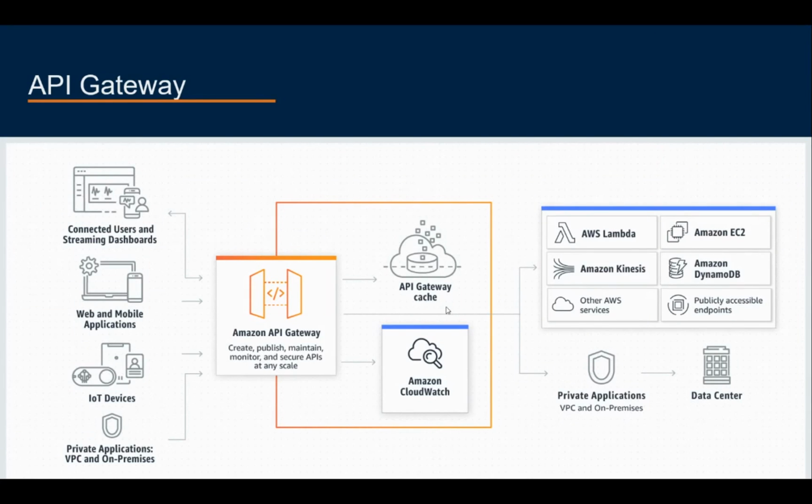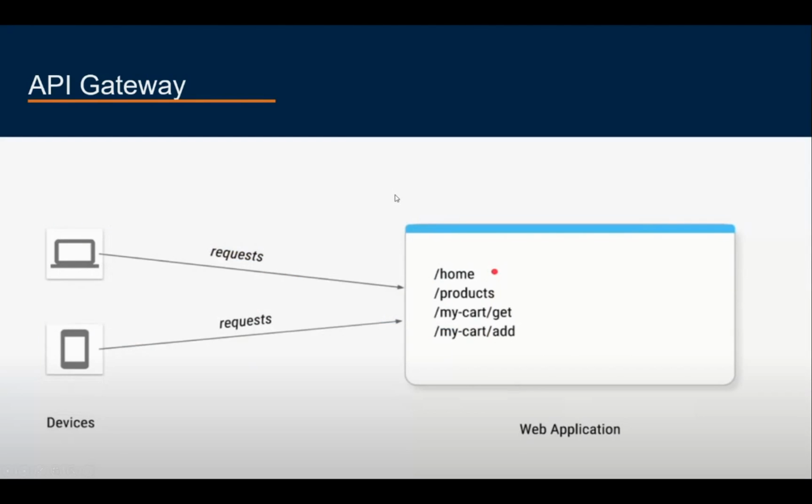Let's start with a use case directly, okay? Instead of going through the theory. Now, what I have here is self-explanatory, isn't it? Two devices which are talking to your web application. This is a very common e-commerce application. So if you fire the home page, as you see, there are several pages there. There's slash home, slash product, slash my cart, where you can get the items from your cart and add items to your cart as well. So this is a very common application.